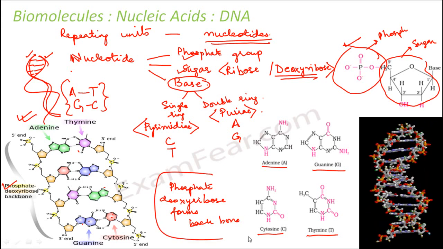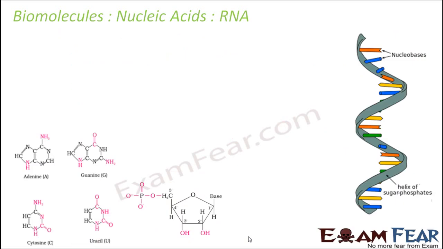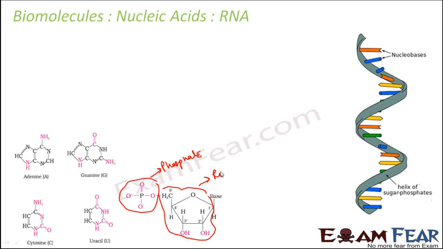So this is about the structure of DNA. Now similarly, let us look at the structure of RNA, that is ribonucleic acid. In this case, the only difference is that the phosphate group will remain the same. So this is the phosphate group. The sugar group is ribose sugar in this case.